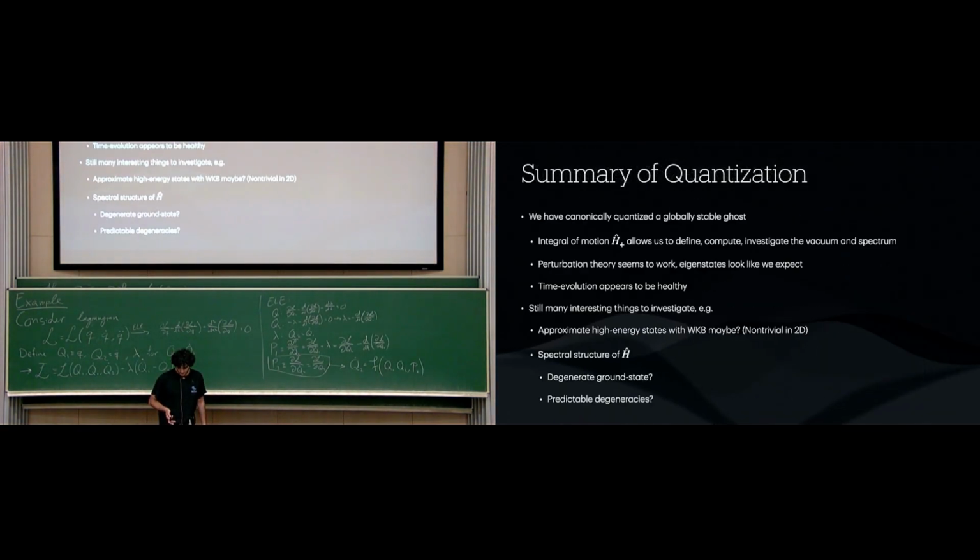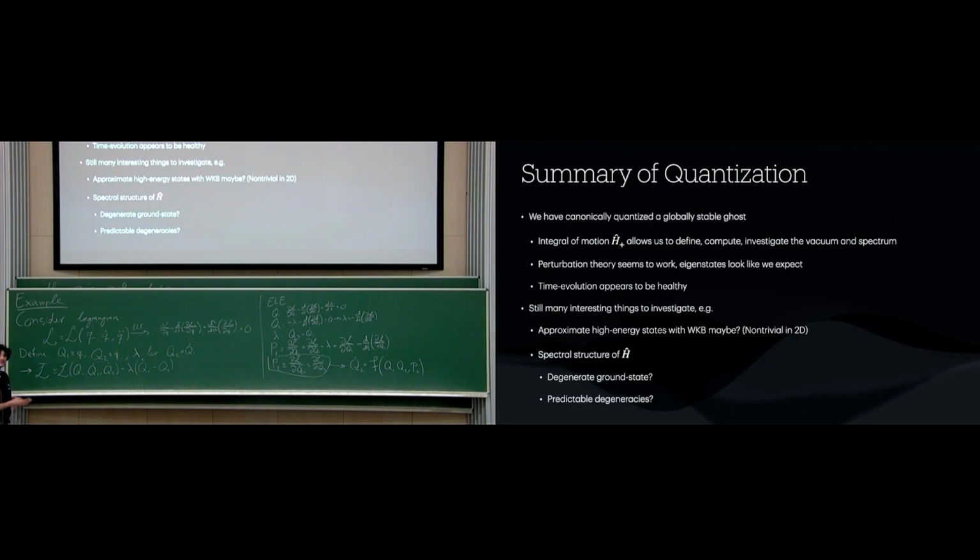Okay, now, to summarize what we've done so far, and we're working more on it: we've canonically quantized a globally stable ghostly system, essentially a two-particle system that contains a ghost degree of freedom that is coupled to a physical degree of freedom through a very non-trivial interaction term. Why, how does it appear in nature?